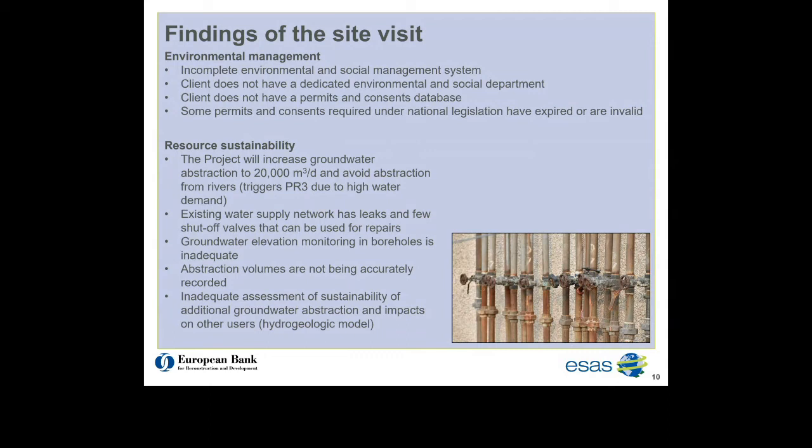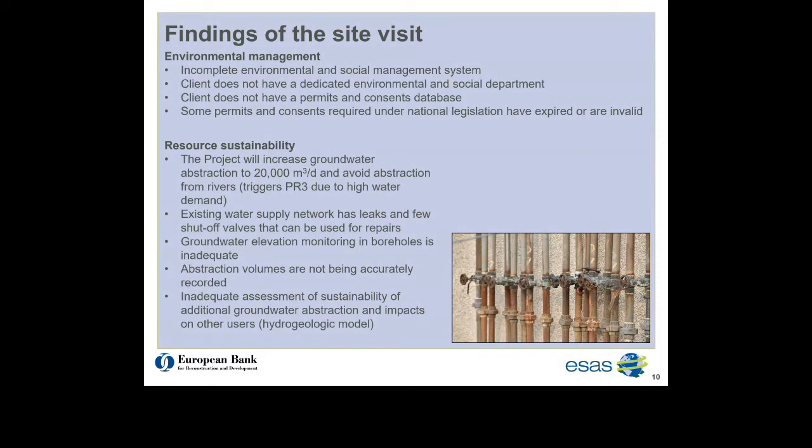We noted that the project is going to increase groundwater abstraction to 20,000 cubic meters per day. But it does avoid abstraction from the river. However, the increase in demand is a major trigger for PR3 reporting, and therefore requires detailed investigation to assess the sustainability of that supply. We could also see, based on the limited information, that the existing water supply network, which we knew was old, had many leaks, and there were few shut-off valves which could be used for either containing leakage areas or making repairs.